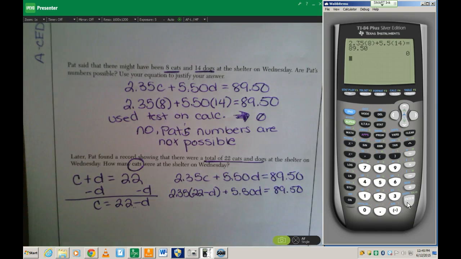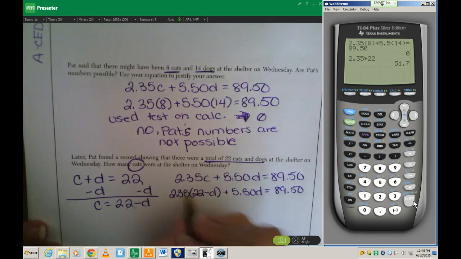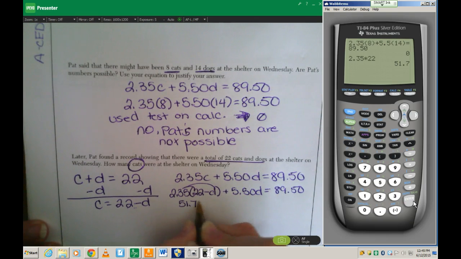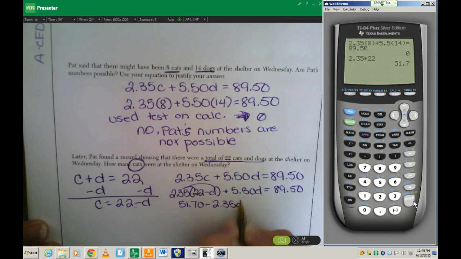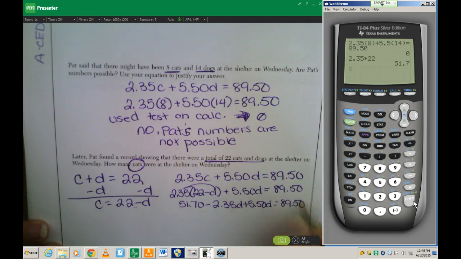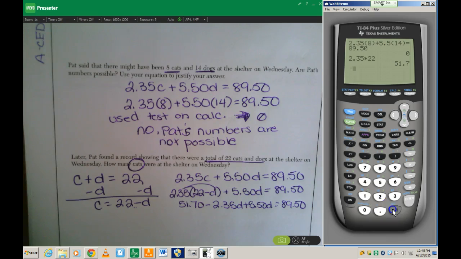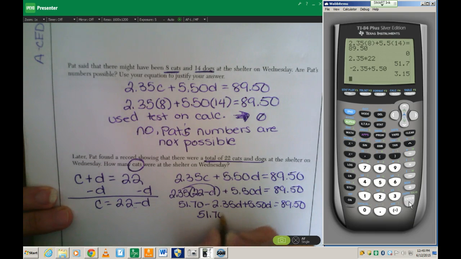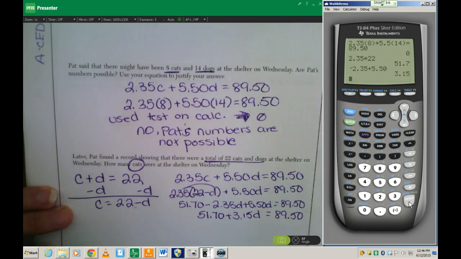Then on my calculator, let's do 235 times 22, because we have to distribute that 235, and we get 5170 minus 235d plus 550d equals 8950. Now we're going to do our negative 235d plus our 550, and that's going to equal 315d. So now I have 5170 plus 315d equals 8950.